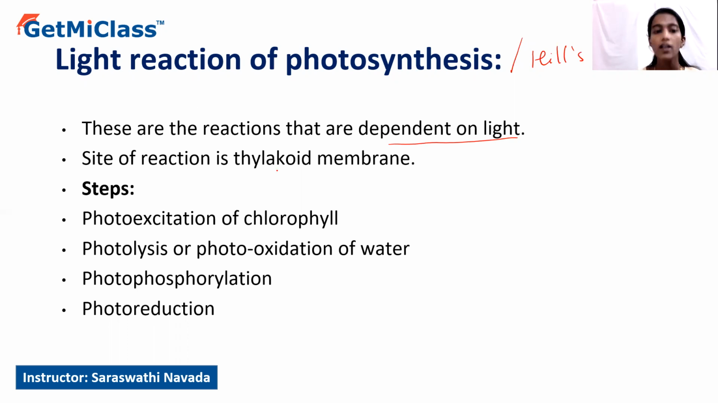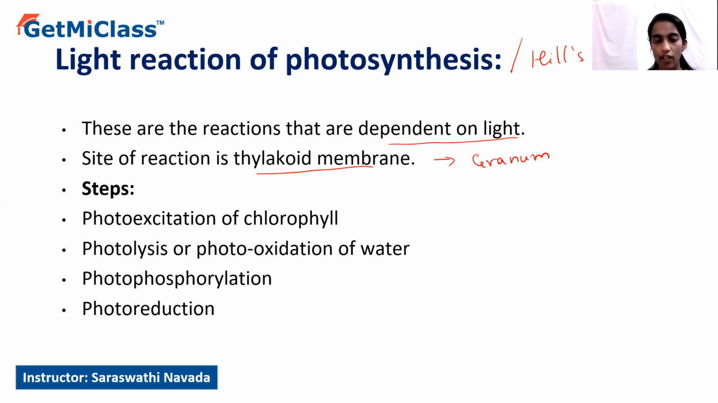The site of reaction is the thylakoid membrane, which is a component of a granum. Each granum is composed of thylakoids, and each thylakoid has a double membrane structure within which the photosystem is present. Hence the thylakoid membrane acts as the site of light reaction. So that is the introduction to light reaction.